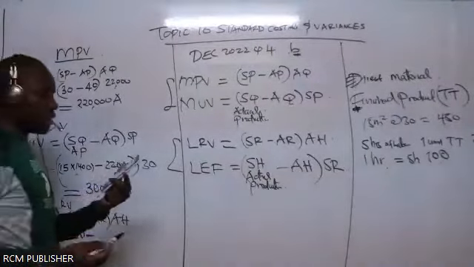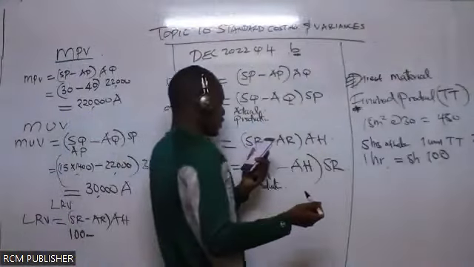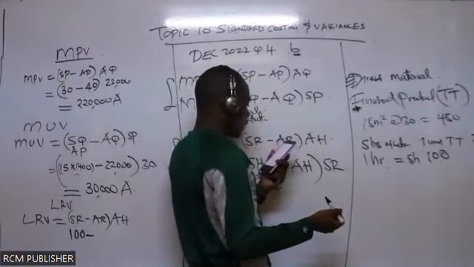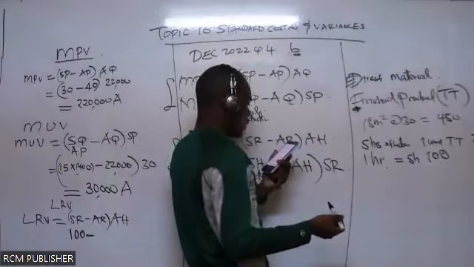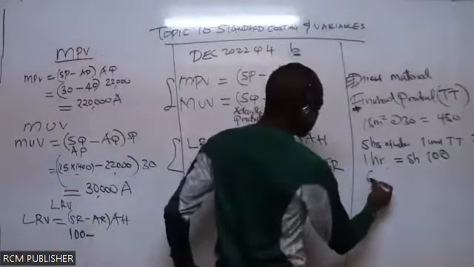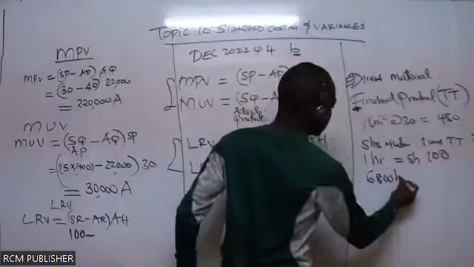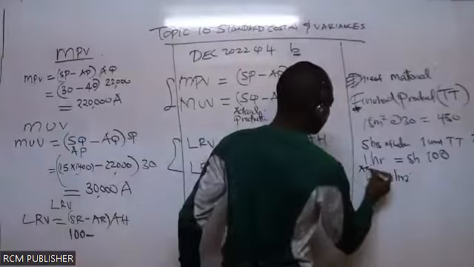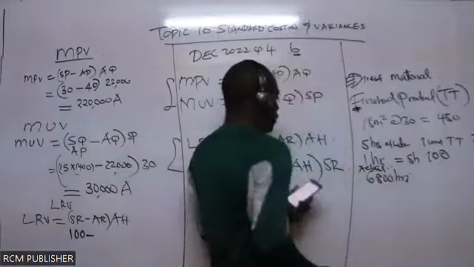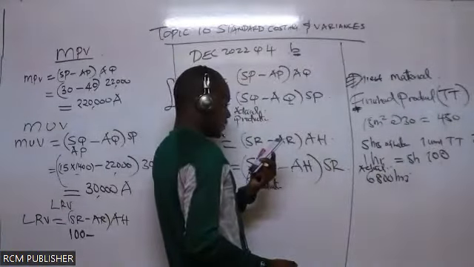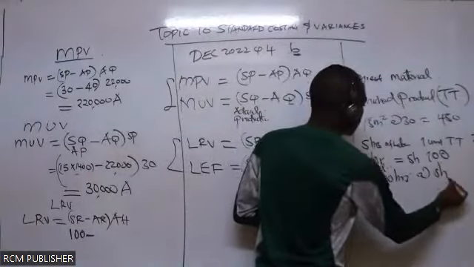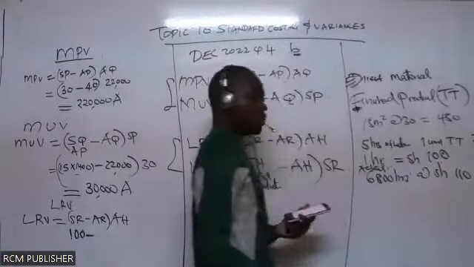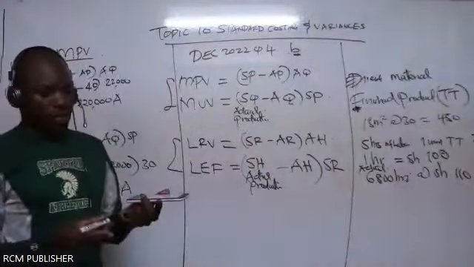What will the actual rate be? The actual rate, if I look at it very well, for direct wages we have 6,800 hours. That is the actual. But then, have we been given the rate? At shillings per hour, we are given 110 per hour.